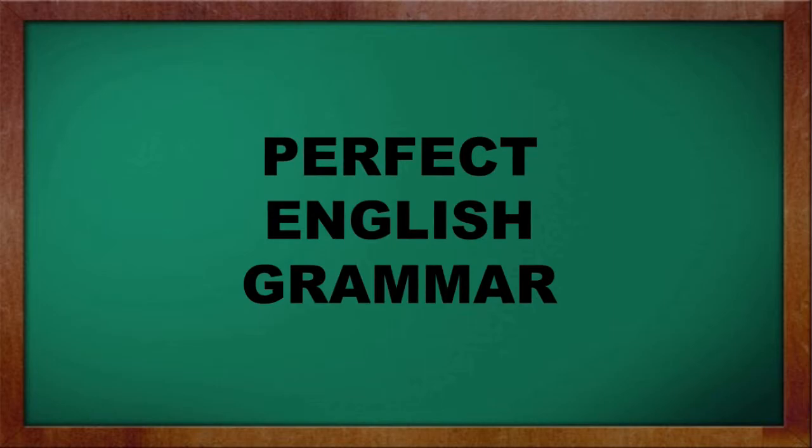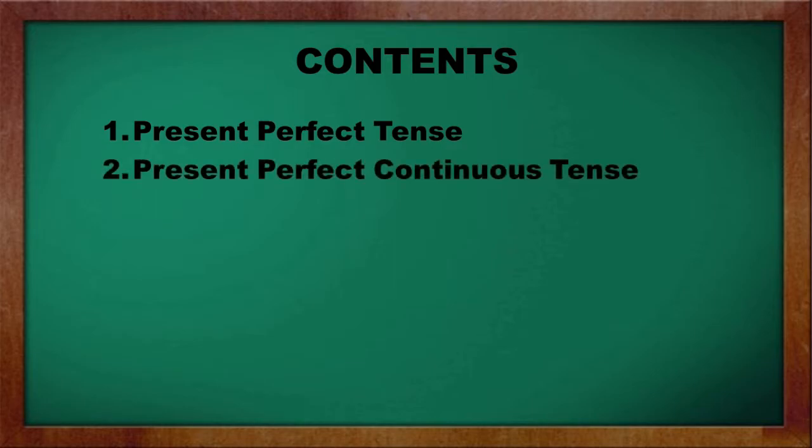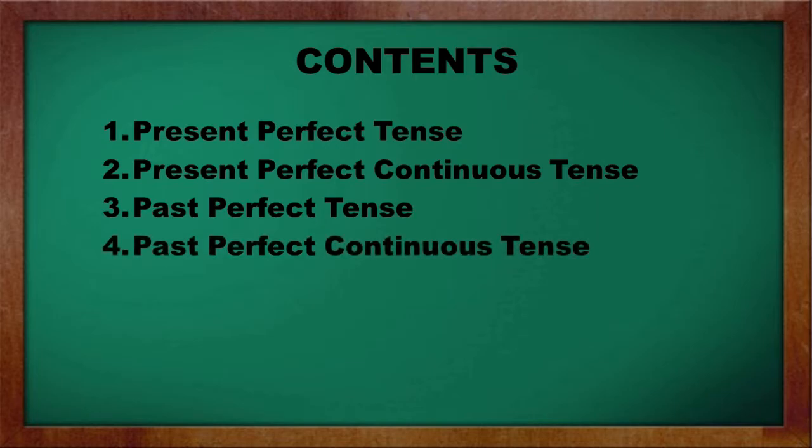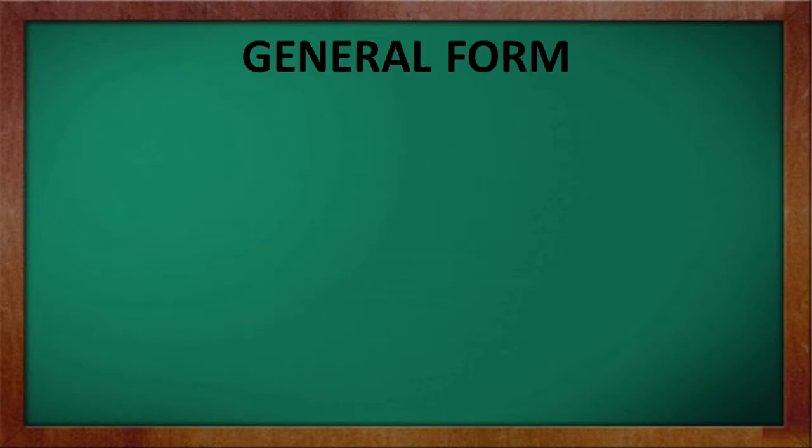Before we continue, let's see the content of this video. The first, we will talk about present perfect tense, and the second, we will talk about present perfect continuous tense. The third, we will talk about past tenses, precisely past perfect tense, and the fourth, past perfect continuous tense. And then we will talk about future tense family, precisely future perfect tense, and the last is future perfect continuous tense. Okay, the first time, let's see the general form of those tenses.